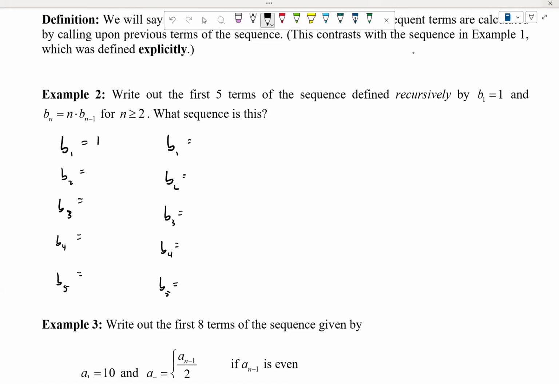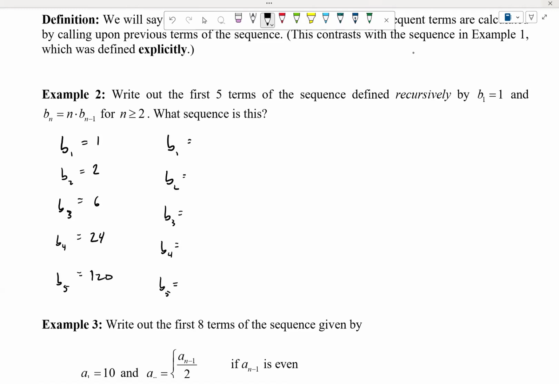Okay, Eileen, can you help us with these, please? What do you get for the other ones? So b2, I got 2. Okay, b3 got 6. Okay, b4 is 24, and b5 is 24 times 5, which is 120. Are we good with these numbers?